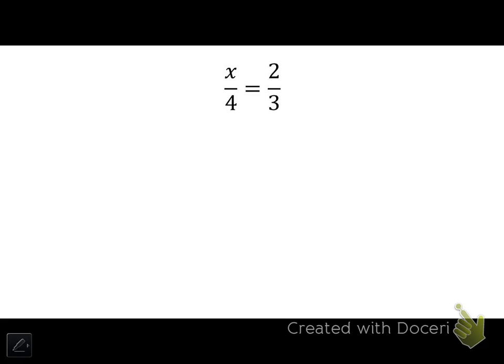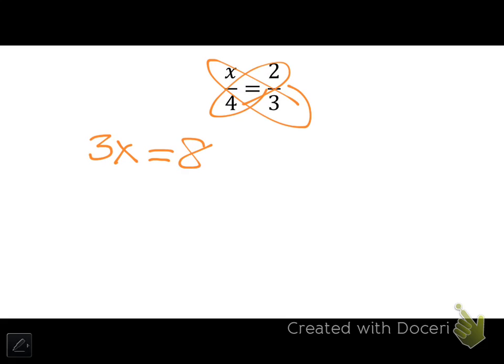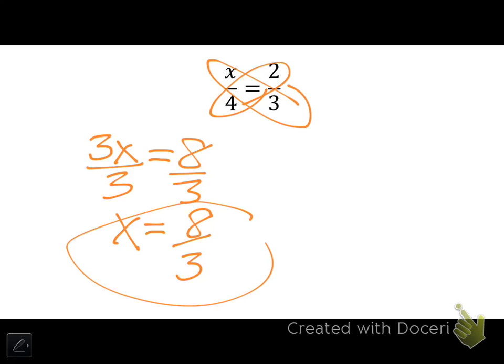Ooh, this one we could either multiply both sides by 4 because it's division, or we could cross multiply. So x times 3 is 3x. 4 times 2 is 8. Got to divide both sides by 3 to get x by itself. So x should equal 8/3.